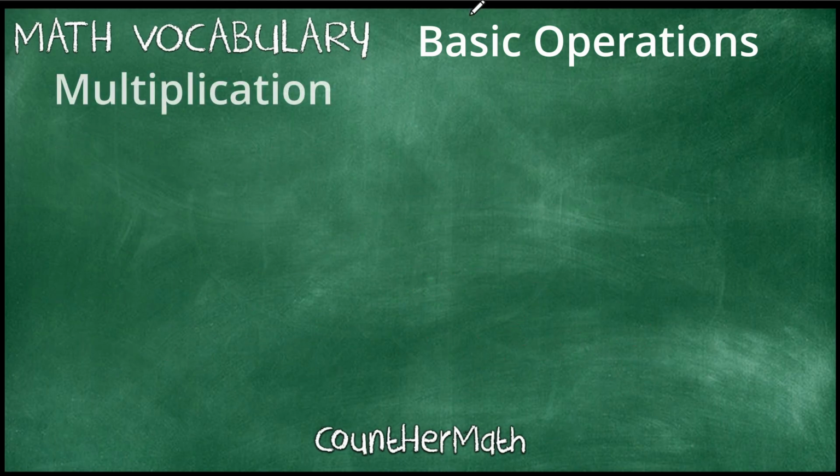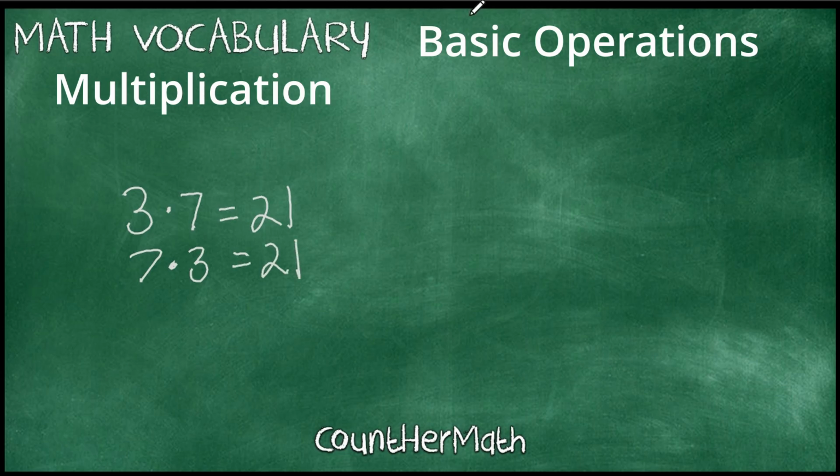Next in the lineup is multiplication. The result from multiplication is the product. For example, the product of 3 and 7 is 21. Multiplication can also be done in any order, just like addition. So 3 times 7 is 21, and 7 times 3 is 21.